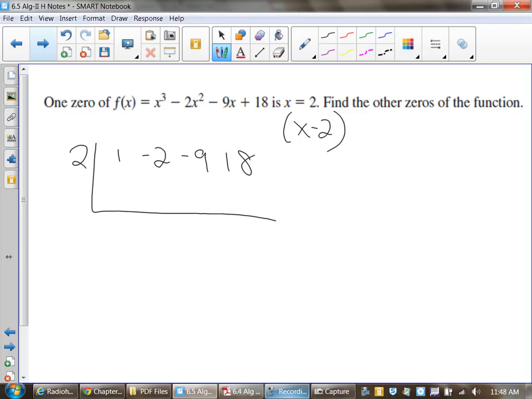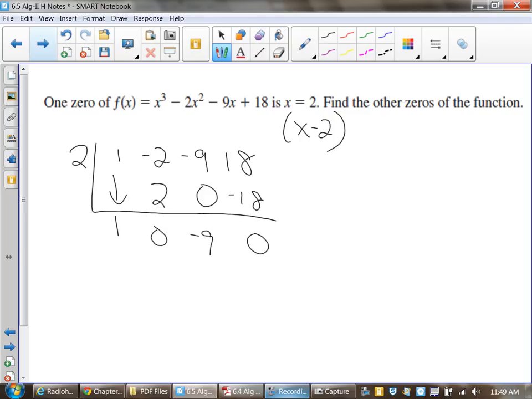As I start this, I drop that first value. 2 times 1 is 2. -2 and 2 is 0. 2 times 0 is 0. -9 and 0 is -9. 2 times -9 is -18. 18 and -18 is 0.